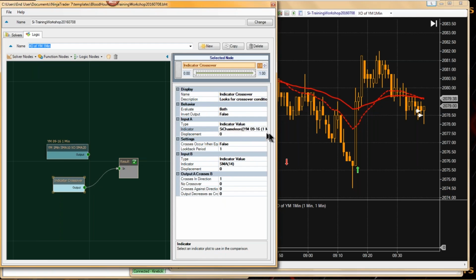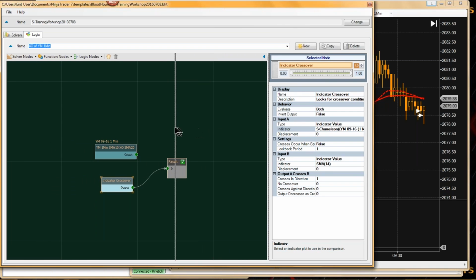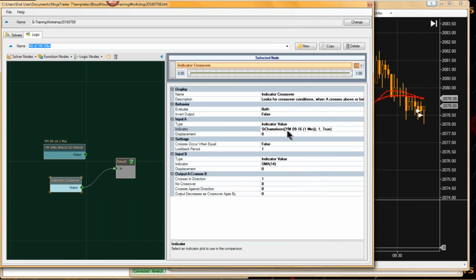And so there we go. We got Chameleon. And if I stretch this way out, so there we go, Chameleon, and it's set to the YM chart and a 1 minute time-based chart.